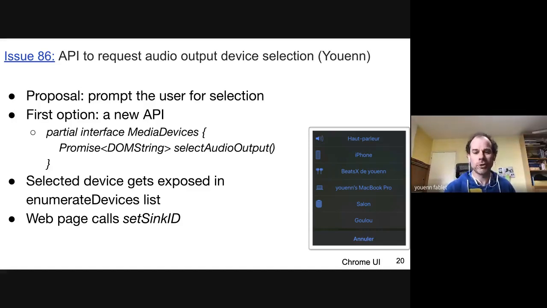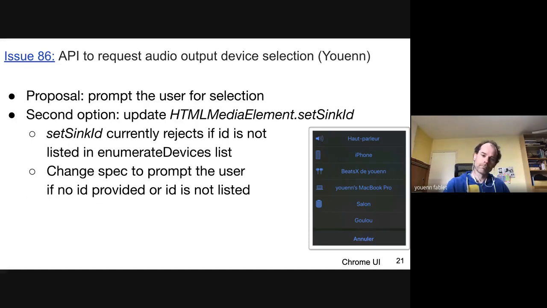The second option, in the next slide, is this: we have HTMLMediaElement setSinkId. If the ID that is given to setSinkId is not in the list provided by enumerateDevices, setSinkId will currently reject. We can change the spec so that if the ID is null, undefined, or not in the list, then the browser should prompt. And we would be back to having an ID, which will be used for the given media element. It will be up to the web page then to set the sink IDs on however many media elements it actually wants.